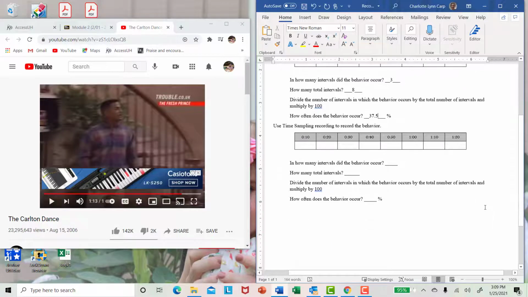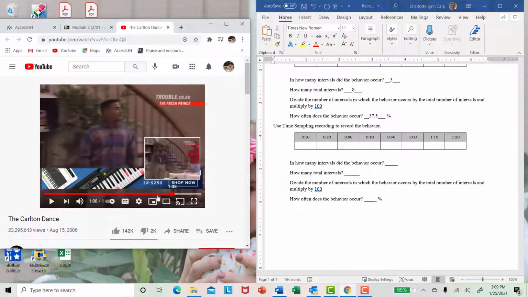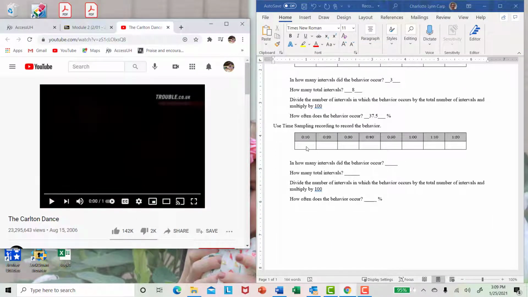And now we're going to move on to time sampling. So I'm going to go back, and we still have a minute and 20 observation period divided into 10-second intervals. But with time sampling, we don't have to worry about anything until the end of the interval. So if he's dancing at the end of the interval, we put a plus. If not, we put a minus. So, all right.